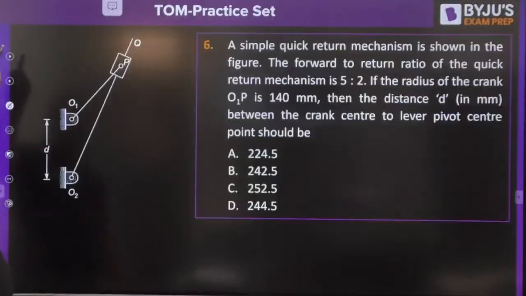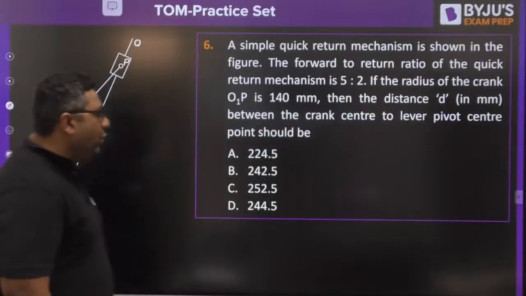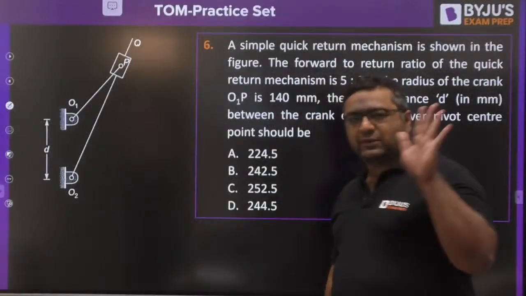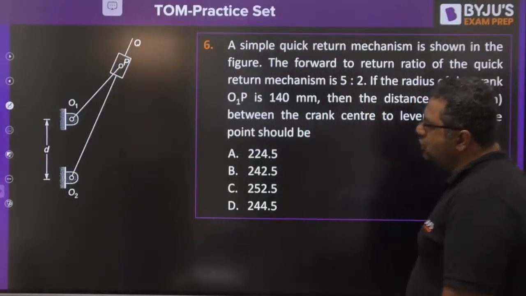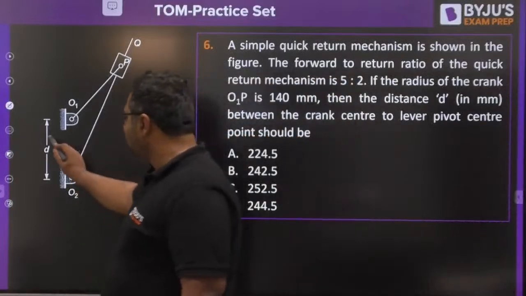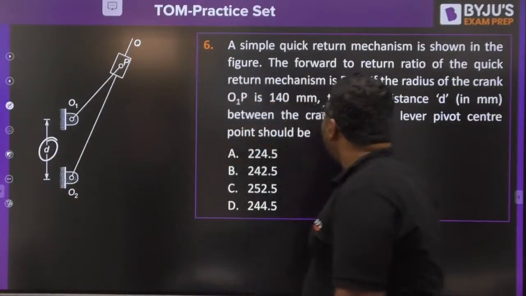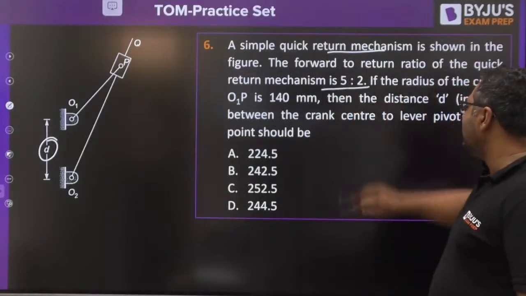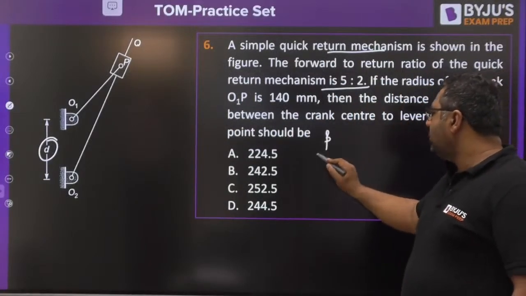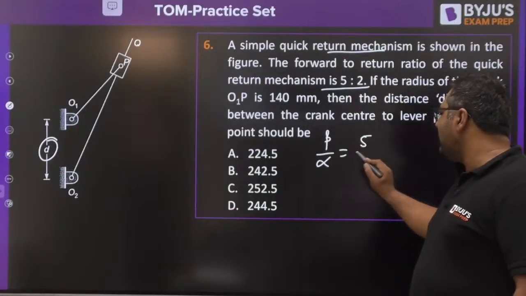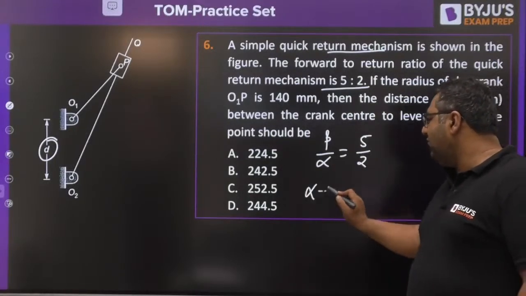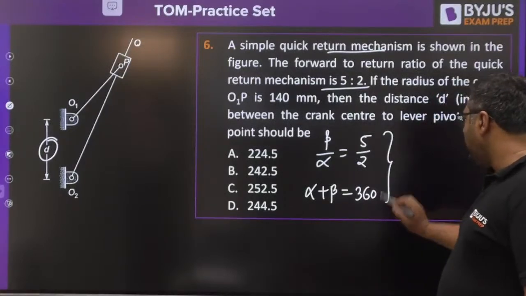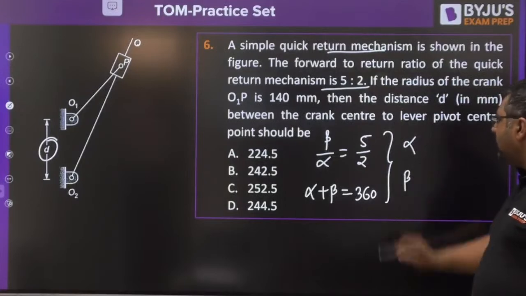Very good. Okay. So now we are entering into the crank and slotted lever mechanism. The last topic from the simple mechanism topic from where the questions are being asked. This distance is D. You know that the simple quick return mechanism is shown. The quick return ratio is given as 5/2. So beta by alpha is given as 5/2. And you know alpha plus beta is 360 degree. With the help of this, you need to find out alpha and beta.